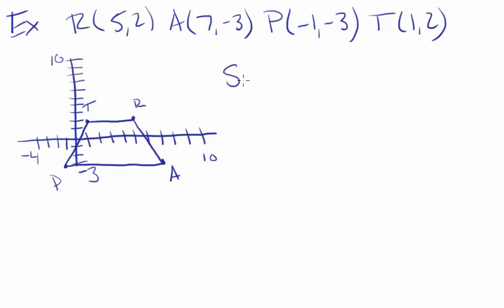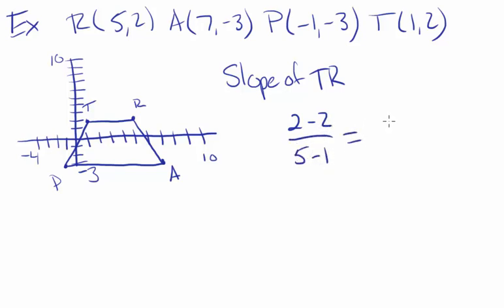So the slope of TR is going to be 2 minus 2 over 5 minus 1. And we're going to get 0. And this answer makes sense. TR looks like a horizontal line to me, and horizontal lines have a slope of 0. So again, this looks correct.